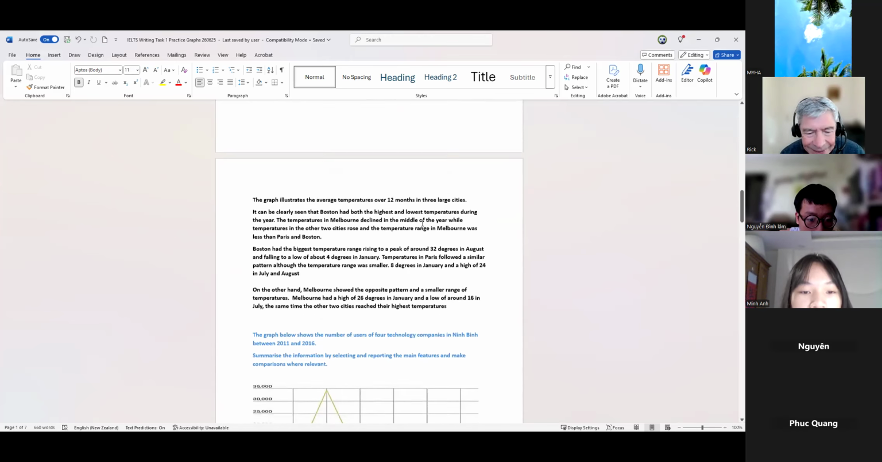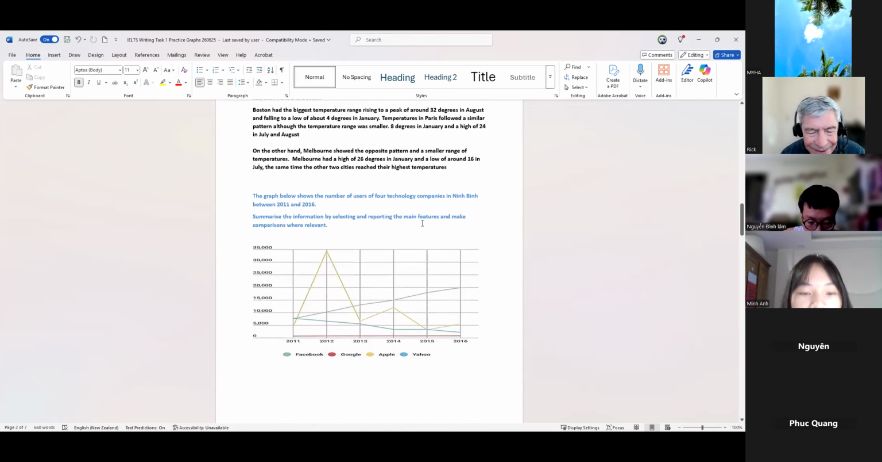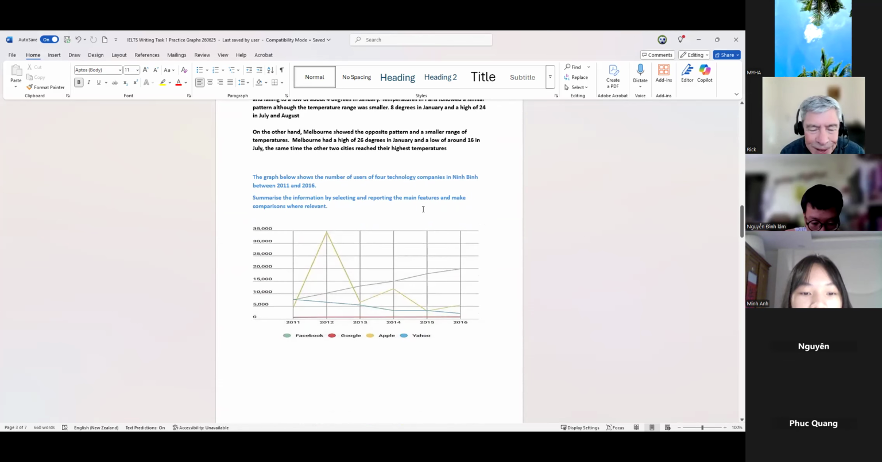Okay, let's go back to this graph. Our four technology companies. So, an overview for this. I'm going to run out of time soon, so I'll get you to describe it to me verbally. You don't have to write it. Okay, an overview for this graph.